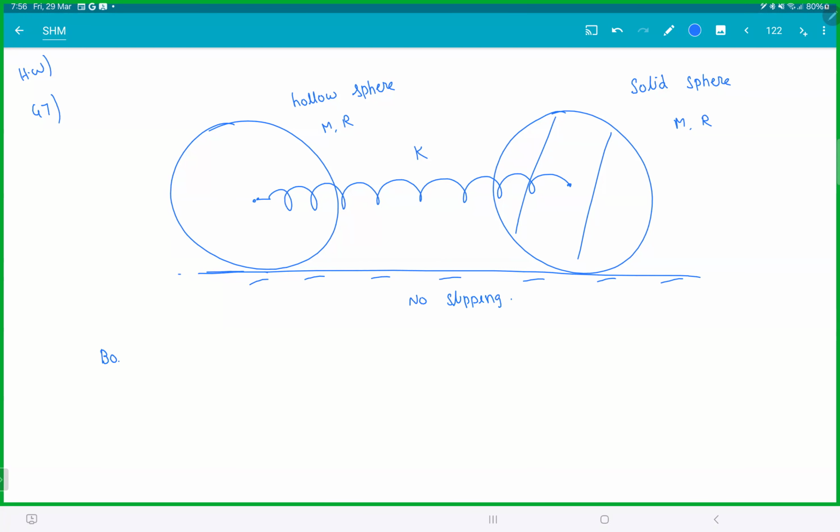Both the spheres are pulled apart by A, meaning you stretch the spring by A basically, and released. Find the time period and the amplitude of each sphere. It's a good question. Take time, 15-20 minutes you can spend, try once or twice. You have time till next Wednesday. Do make sure to try this. This will really test your rotational mechanics and SHM.